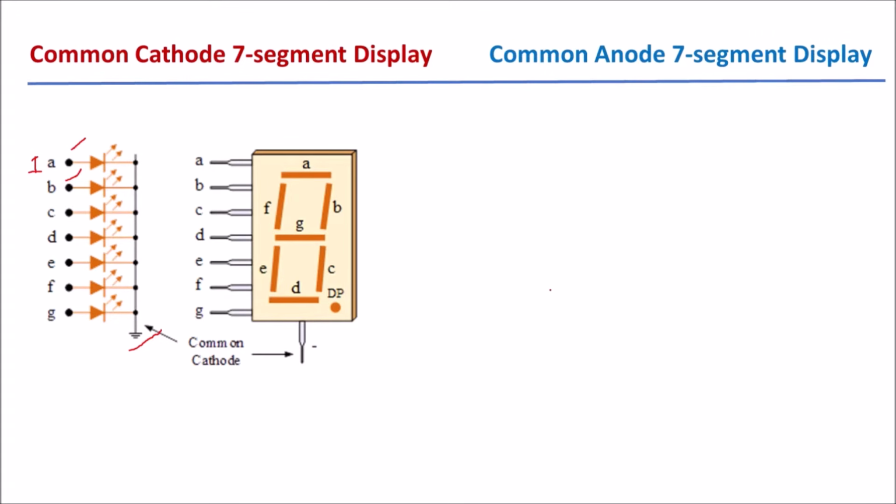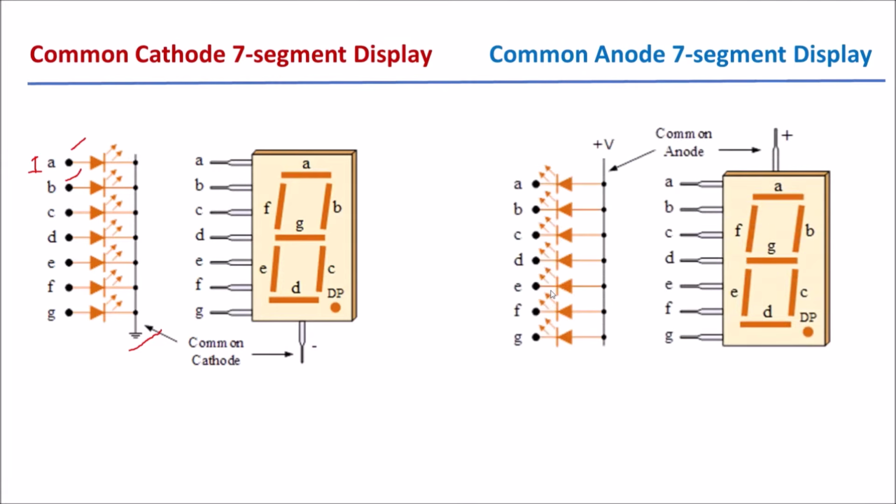The second type is common anode display. In common anode display, all anode terminals of this display are connected to VCC. So all anode terminals are common and that's why it is called common anode display. And the user can apply input to the cathode terminals of the segments A, B, C, D, E, F, G. The H terminal, that is the DP terminal, the dot terminal, we can also turn off. If you are interfacing multiple displays and you want to use the dot also, then you can use this.